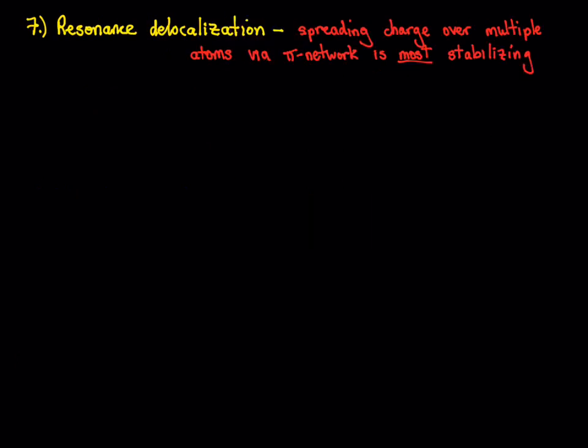The seventh and most important factor that affects acid strength is resonance. Spreading charge over multiple atoms, whether it's positive or negative, via the pi network is the most stabilizing factor of all. For example, consider the acids water, acetic acid, and sulfuric acid. The pKa values decrease across this series.